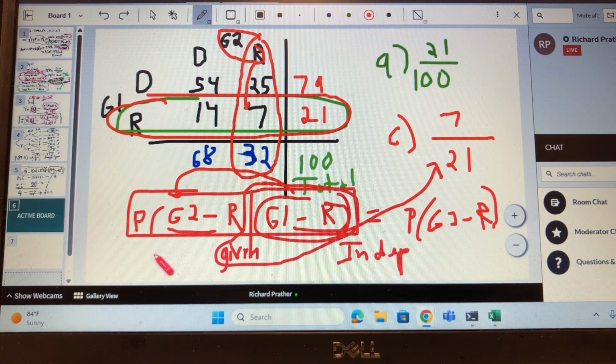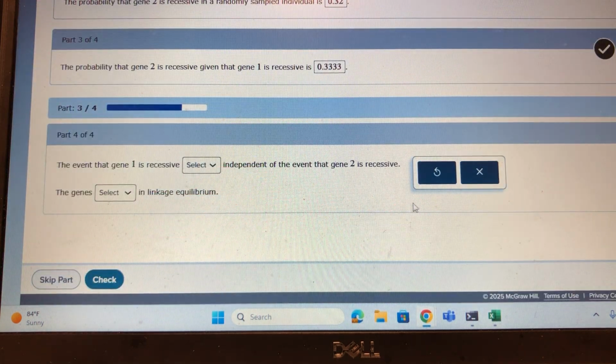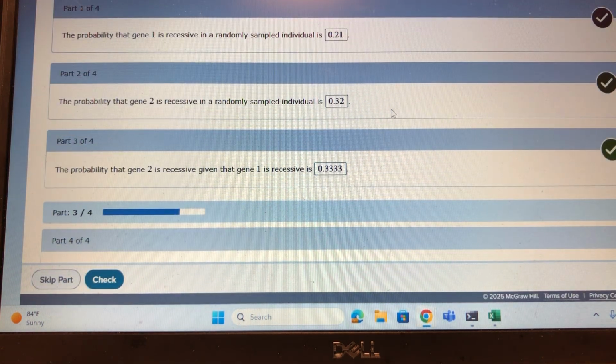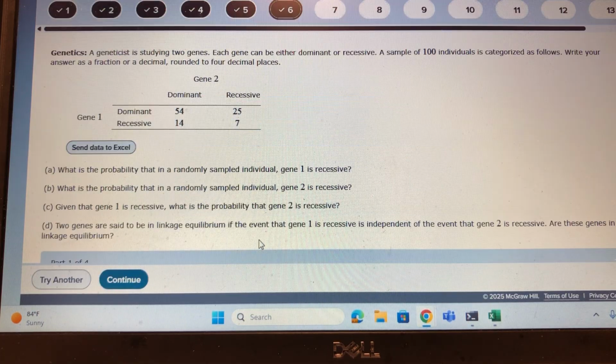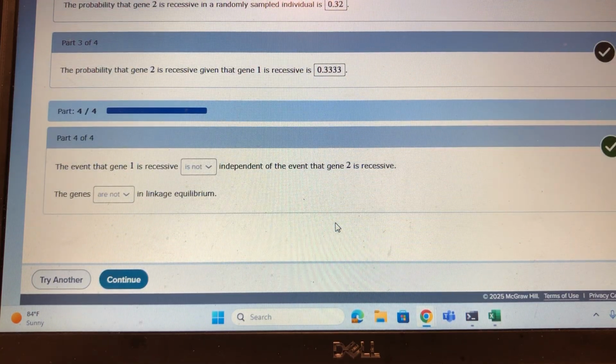The probability that gene 2 is recessive was part B. That was 32 out of 100. 32 out of 100 isn't exactly equal to this 7 out of 21. If you look at parts 2 and 3, only if they had been exactly equal would we have said, yes, they're independent. But these are not independent. The genes are not in linkage equilibrium, I guess is another way to say that. I've never heard that before. But you just say not for both of these.